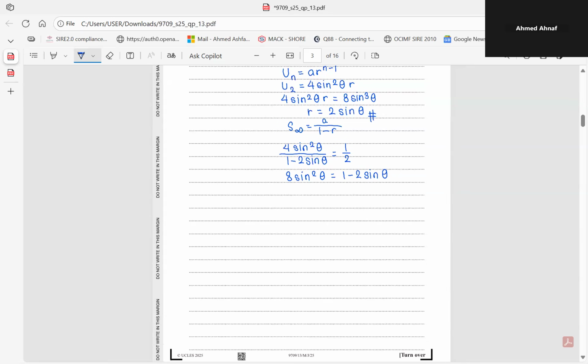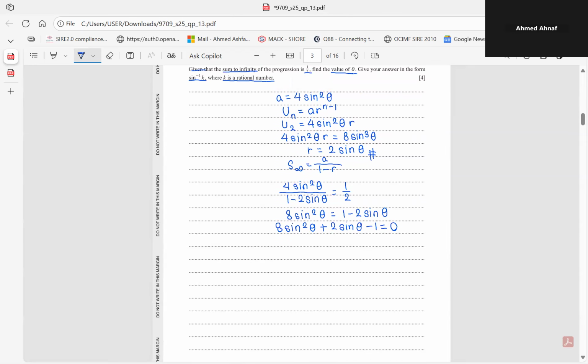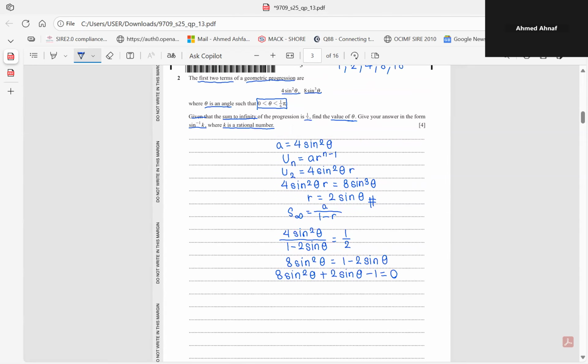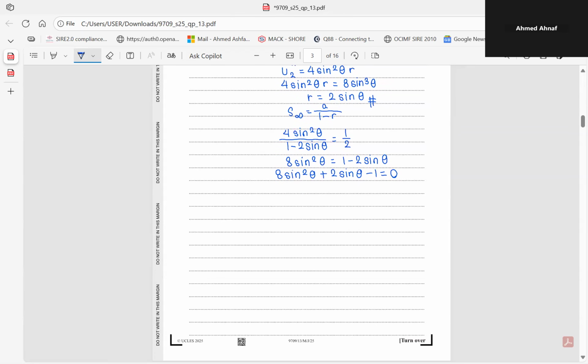Now moving everything to the left-hand side. So we are going to have to add 2 sine theta to both sides. So plus 2 sine theta and subtract 1 from both sides. So minus 1 equals to 0. And now we are ready to solve the equation.